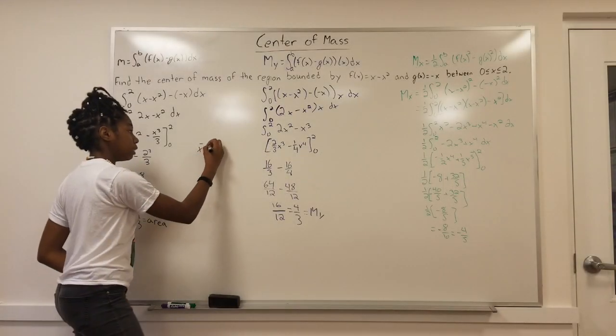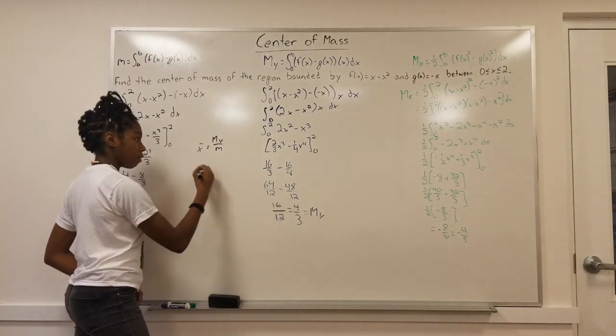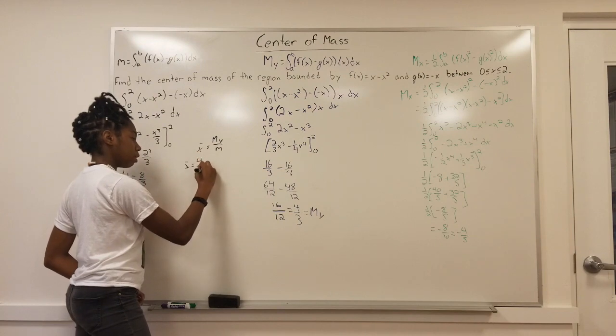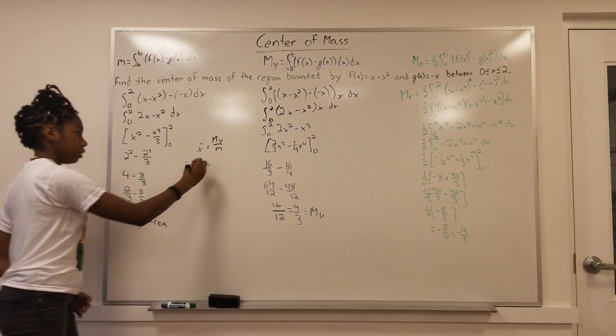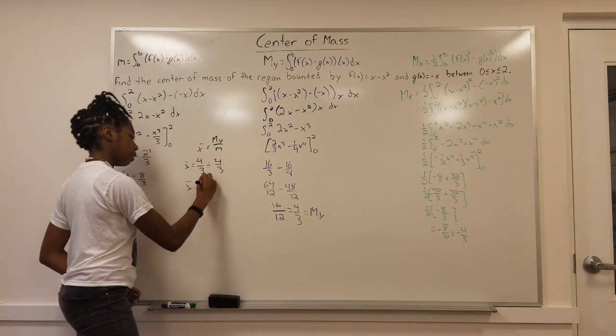Yeah, x bar is moment y over the mass. So here we have my being 4/3 divided by the mass, which we got here is 4/3. So x bar equals 1.